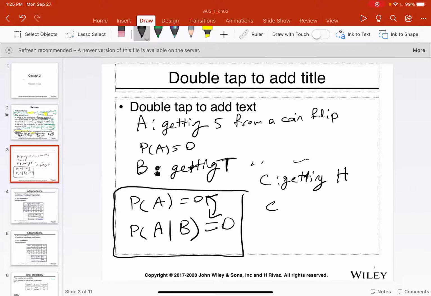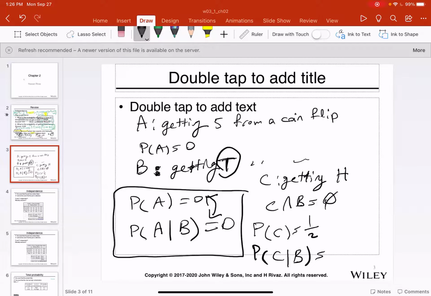So here, C and B are mutually exclusive. If I flip a coin, I either get a head or a tail. I can't get both. And they are also dependent on each other because probability of C is 1 divided by 2, but probability of C given B, what is this? I'm flipping a coin and I tell you that I got a tail. What's the probability that it's a head? It's 0. I already told you I got a tail, so this is 0. And these two clearly are not equal to each other.